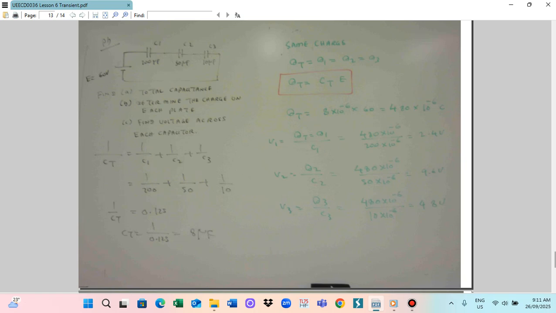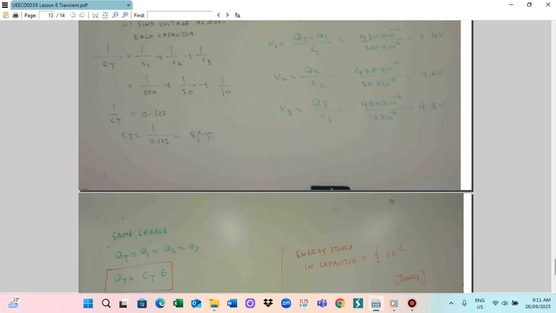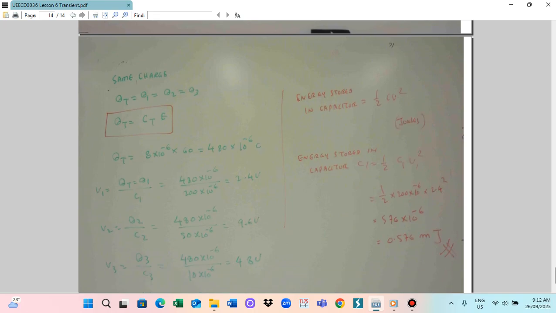And V3 is Q3 by C3. Q3 is 480 into 10 power minus 6 divided by C3. C3 we already have as 10 into 10 power minus 6. So you get 48 volt. Then you get E. By adding everything, E is 60 volt.